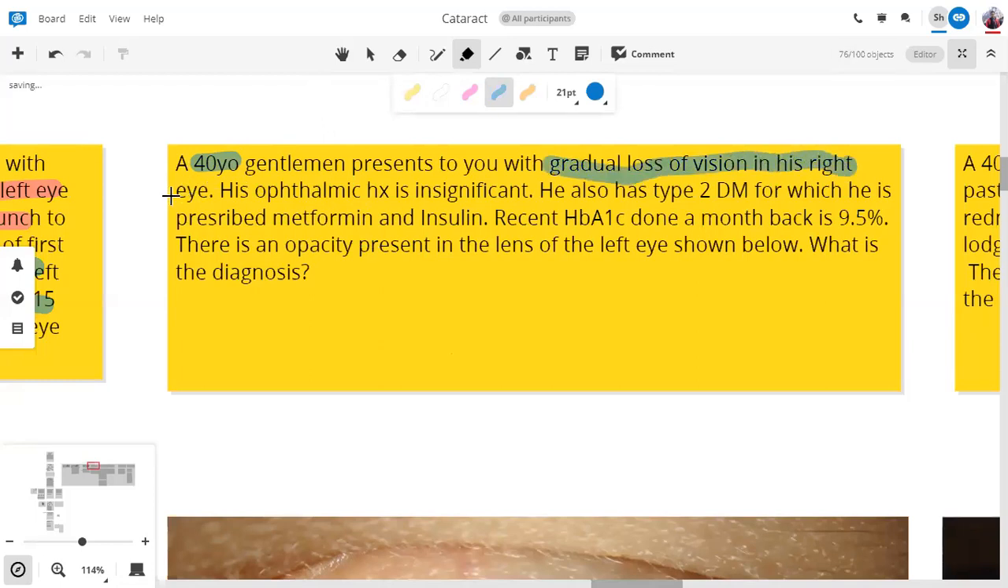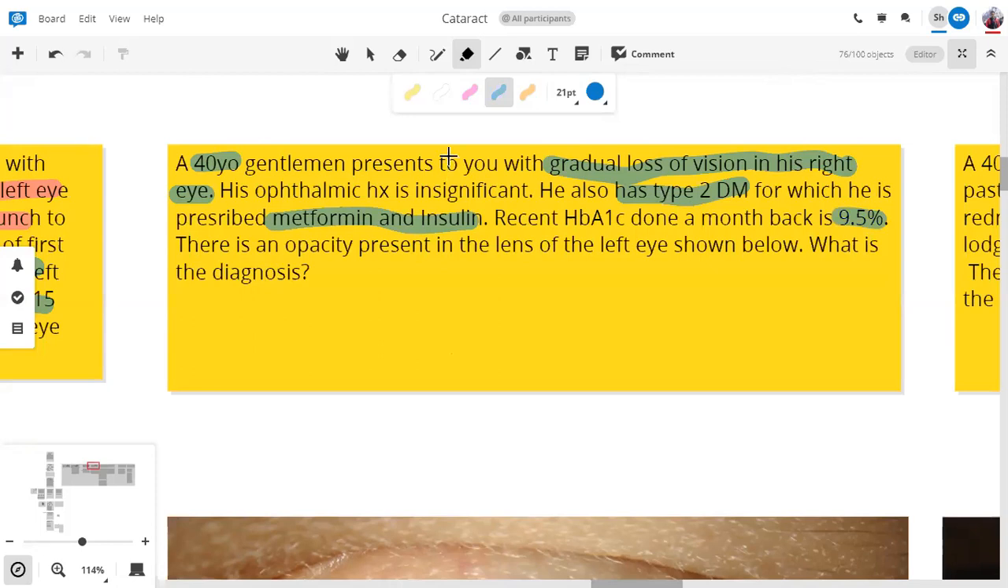We can exclude hypertensive retinopathy, diabetic retinopathy, ARMD, because we know that those processes are somewhat bilateral. They don't occur in one eye only, but they do show a preference for one eye. He has a history of type 2 diabetes mellitus. He is prescribed metformin and insulin. HbA1c done a month back is 9.5. What is normal? Less than 6.5, right?